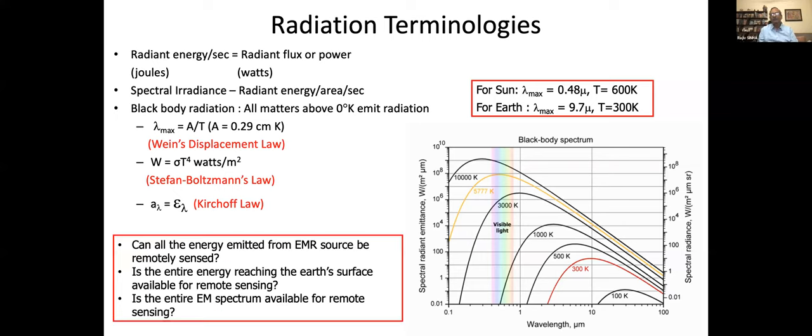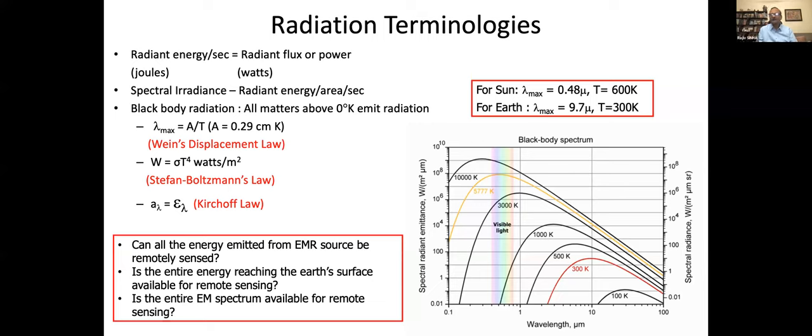Now, the fundamental question we want to ask ourselves is: can all the energy which is emitted from the electromagnetic radiation source be remotely sensed? Is the entire energy reaching the Earth's surface available for remote sensing? Is the entire electromagnetic spectrum available for remote sensing? We will answer these questions in the next few slides.